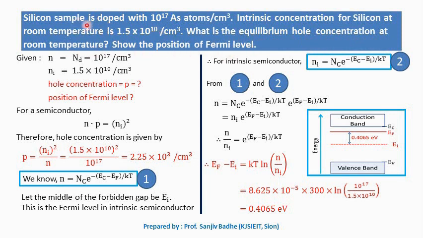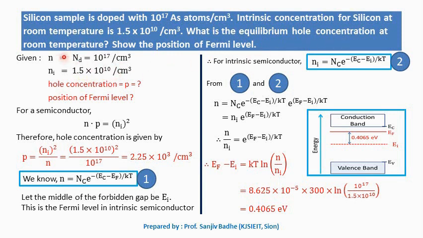So here we are doping the silicon by arsenic atoms. So we will get N-type semiconductor, because arsenic are pentavalent atoms. So for these N-type semiconductors, the electron concentration will be equal to the donor concentration, that is 10 raised to 17 per centimeter cube. Intrinsic concentration is given, that is 1.5 into 10 raised to 10 per centimeter cube.